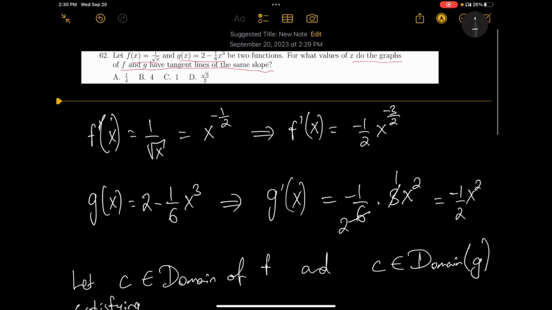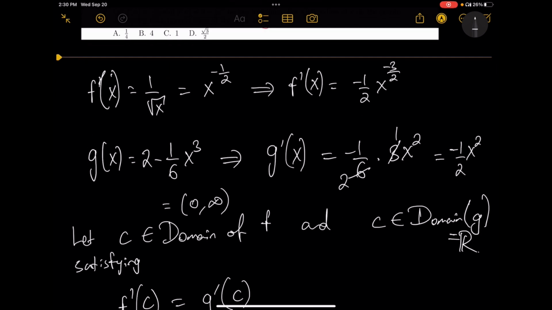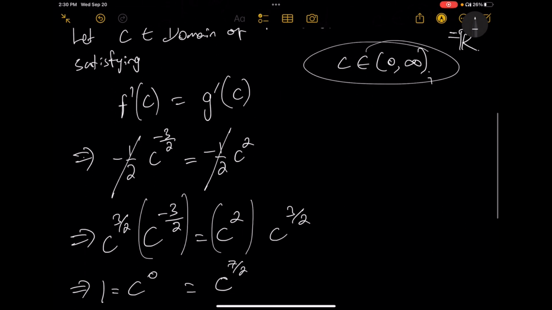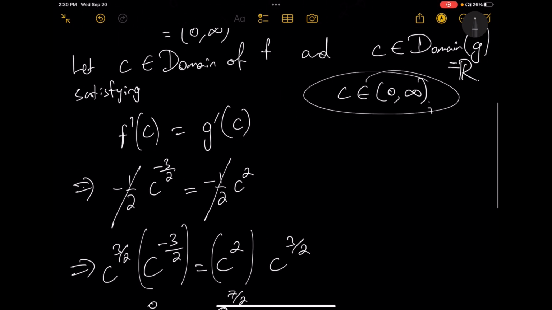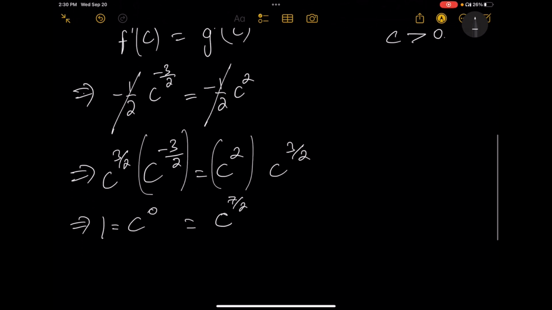But first, what is the domain of the function f? The domain of f needs to be positive and it also cannot be 0, therefore it is from 0 up to positive infinity. How about the domain of g? It is simply the set of real numbers. So for c to be both in the domain of f and the domain of g, c must be a positive number, greater than 0. This is the constraint that we have for c.